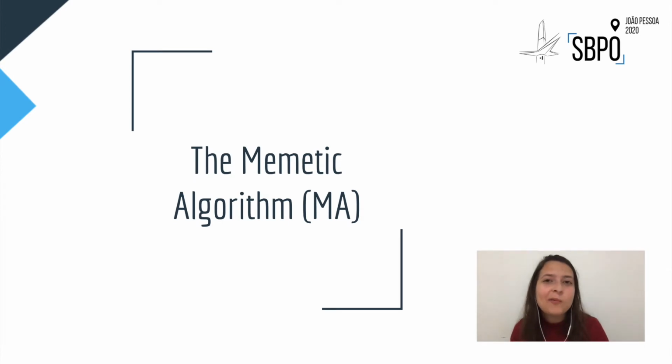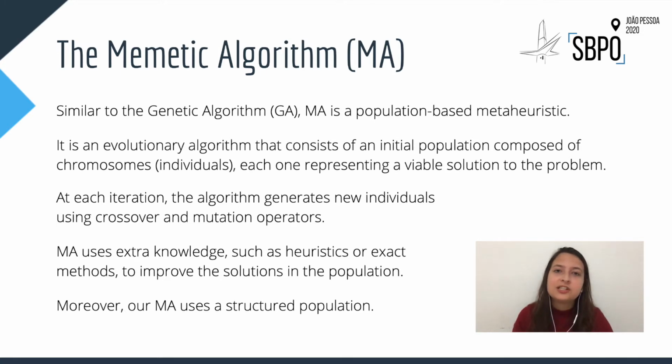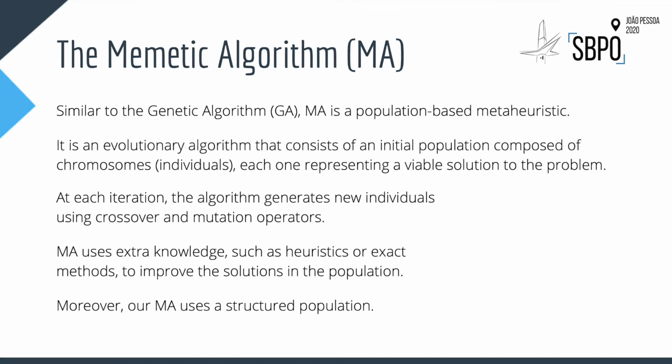Now let's dive into our memetic algorithm, also called MA. Similar to the genetic algorithm, the memetic is a population-based metaheuristic. It is an evolutionary algorithm that consists of an initial population composed of chromosomes, also called individuals, each one representing a viable solution to the problem. At each iteration, the algorithm generates new individuals using crossover and mutation operators. Unlike the genetic algorithm, the memetic uses extra knowledge, such as heuristics or exact methods, to improve the solutions in the population. Also, our memetic algorithm uses a structured population.